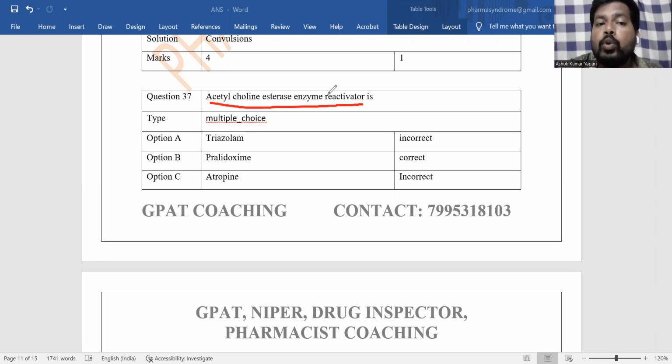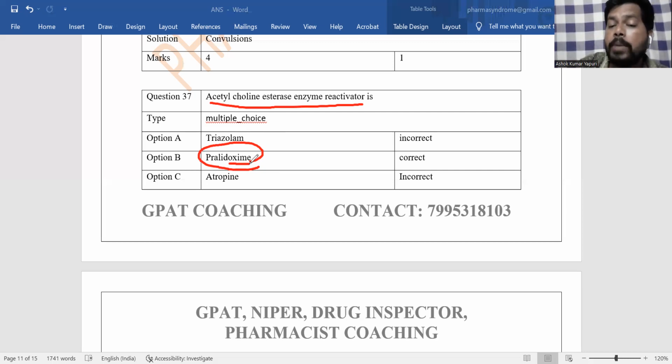That's why we have to reactivate acetylcholine esterase enzyme in organophosphorus poisoning. If the enzyme is reactivated, it degrades or metabolizes excess acetylcholine and controls miosis, excess salivary secretions, and bradycardia. The enzyme reactivator here is pralidoxime. Pralidoxime chemically contains an oxime, a highly nucleophilic group. That oxime reactivates the acetylcholine esterase enzyme.